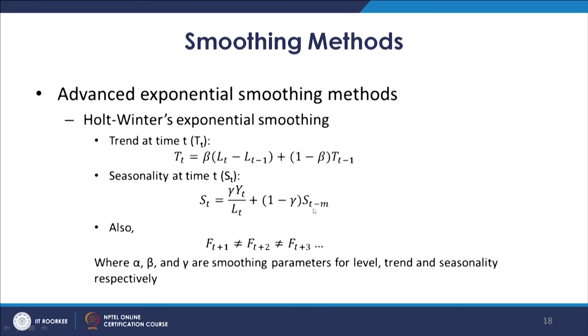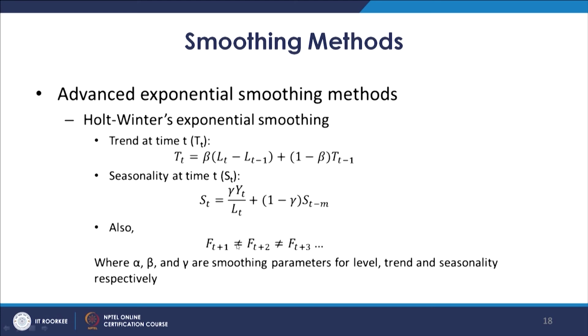The second component in this is this previous seasonality value, right. So, we can see it as t minus m. So, these are the equations that can be used if the multiplicative seasonality is present.